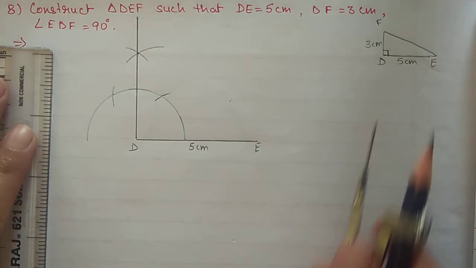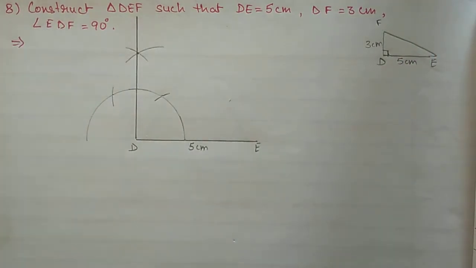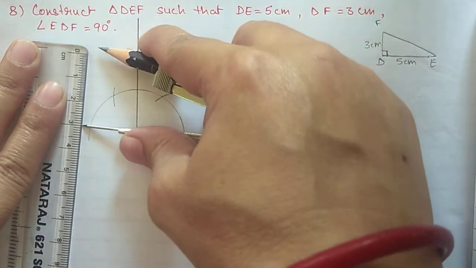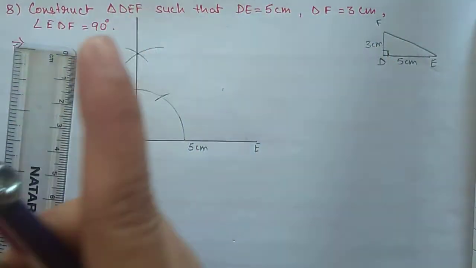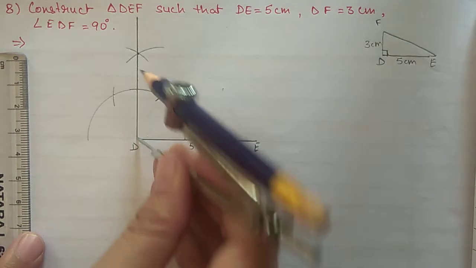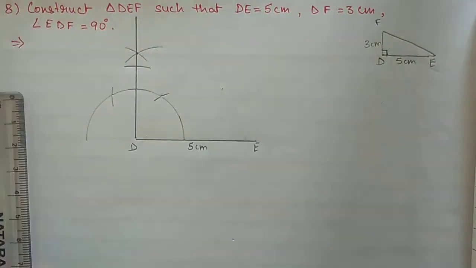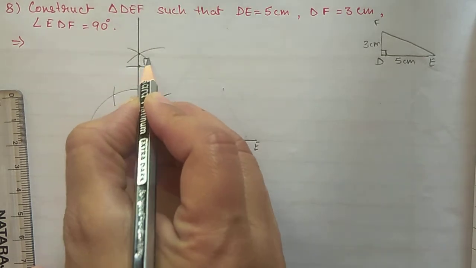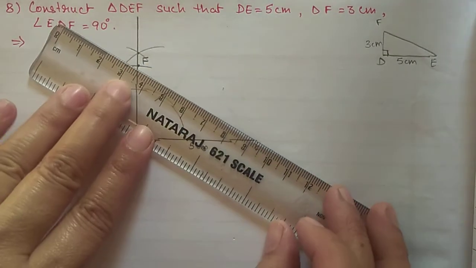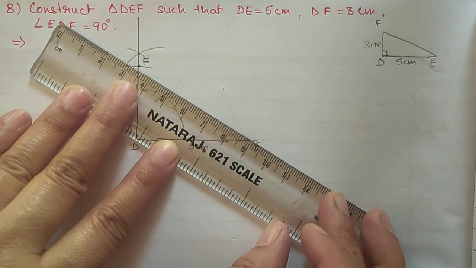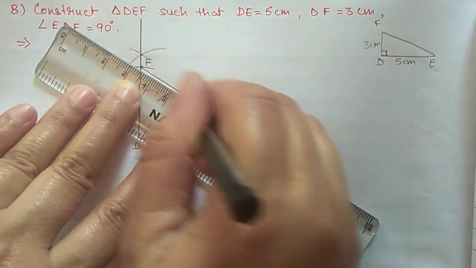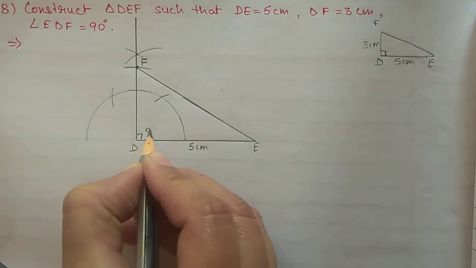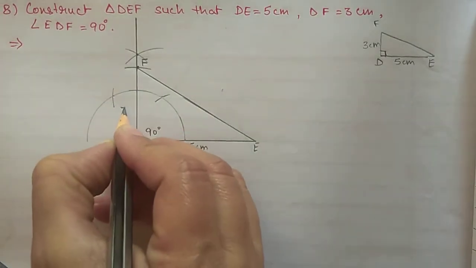And then this line DF is 3 centimeters. So we will take a 3 centimeter distance in our compass, and with this distance we will put one arc. Wherever this arc cuts, that is point F, and we will join this point to E. Mention the measurements here: this is 90 degrees, this is 3 centimeters.